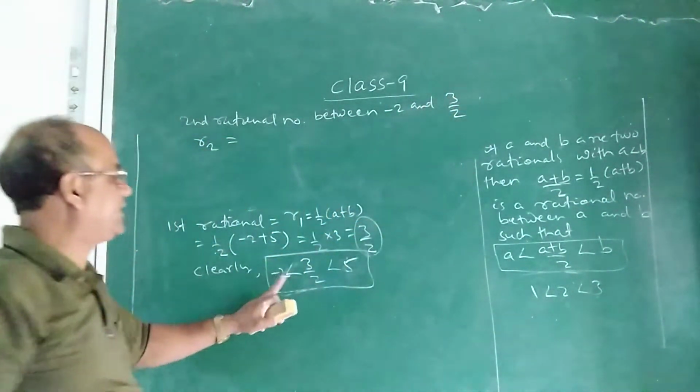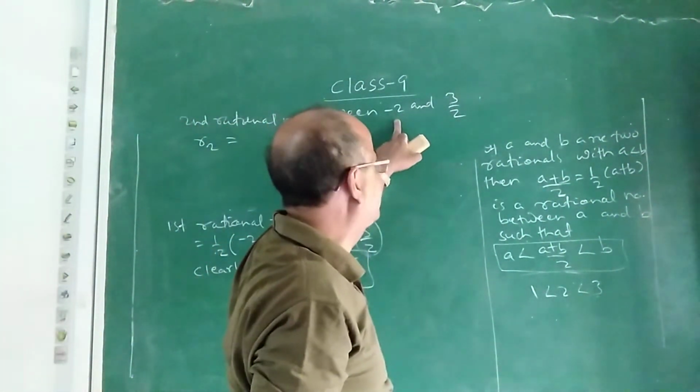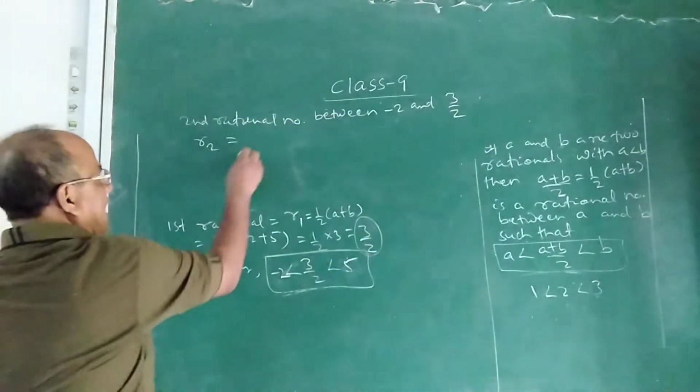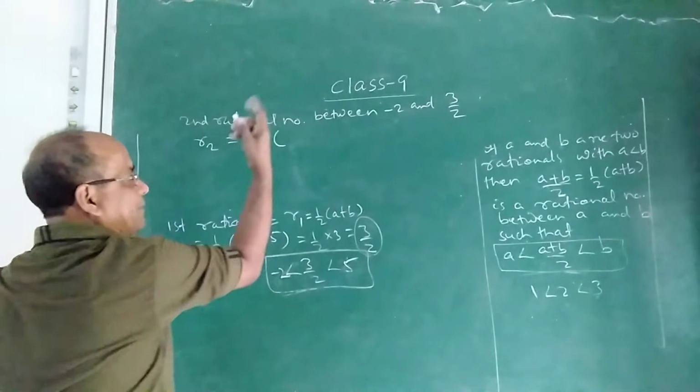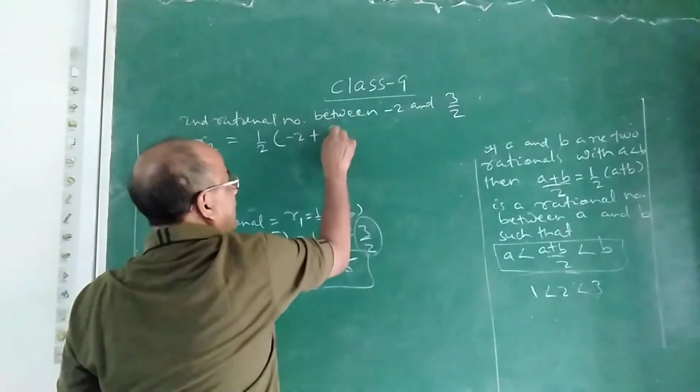So you see, minus 2 and 3 by 2. Minus 2 is A, this is B, because this is a smaller number, this is a greater number. So how to find out? It is R2. What is the same process? Half into A plus B. In place of A you write minus 2. In place of B you write 3 by 2.